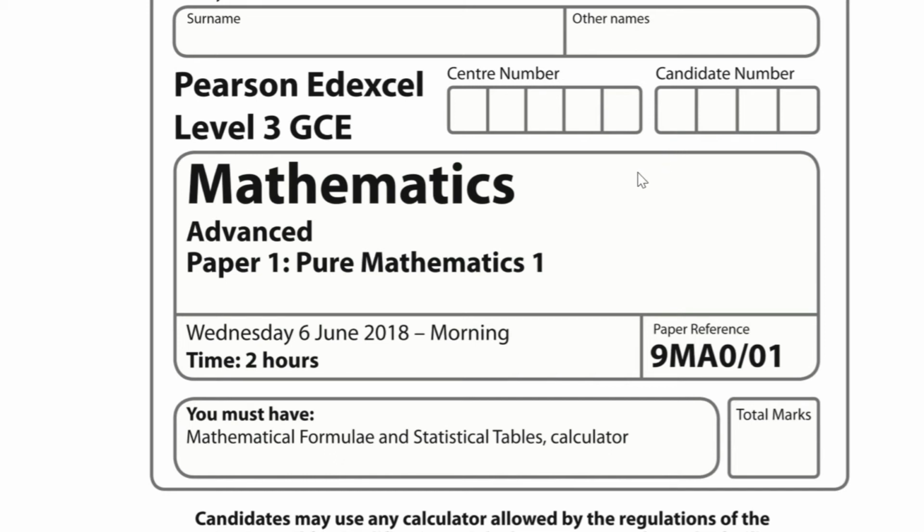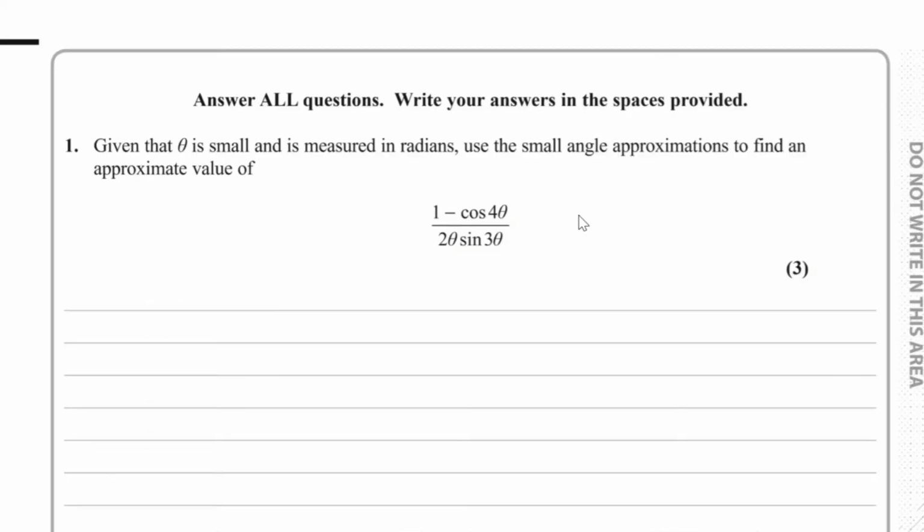This is the EdExcel A-Level Maths Paper 1 covering the Pure Maths module, and this is from the 2018 series. Question number 1. Given that theta is small and is measured in radians, we have to use the small angle approximations to find an approximate value of (1 subtract cos 4 theta) over 2 theta sine 3 theta.